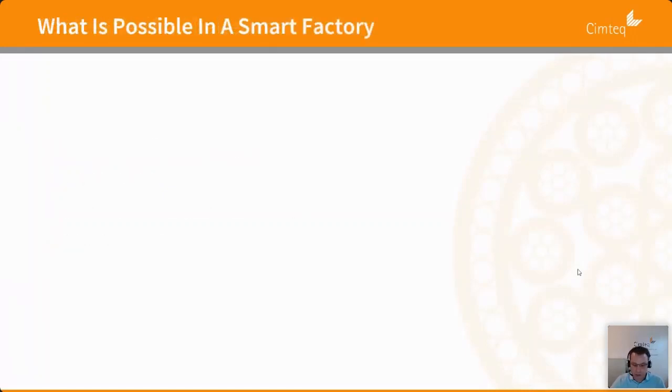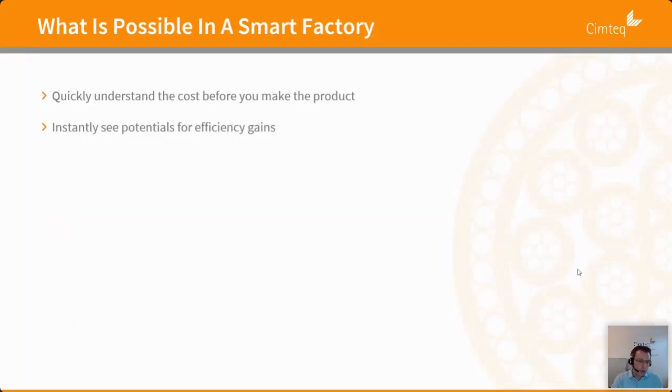Yeah. So, you're moving on that path to the smart factory, and as I mentioned before, the benefits are really, in the end, about money. You want to be able to do things quickly. You quickly want to understand the cost of a product before you make it, or the impact of a new machine on the shop floor before you buy it. You want to instantly see the potentials for efficiency gains.